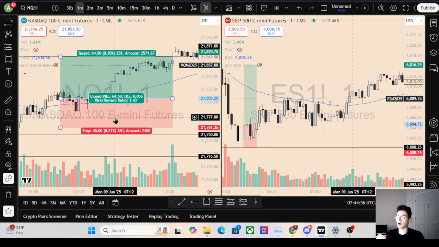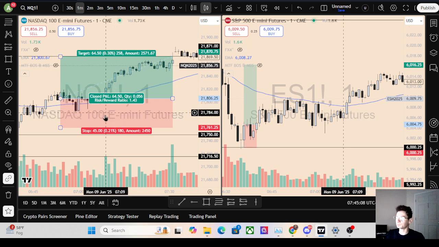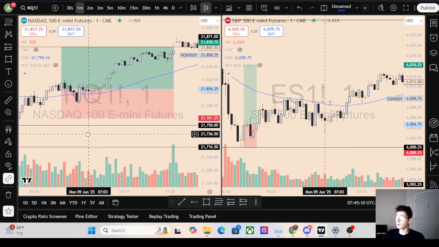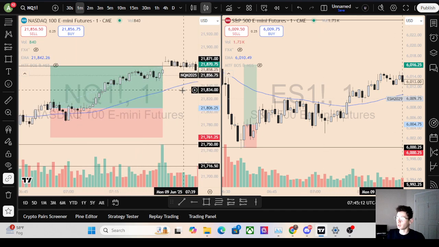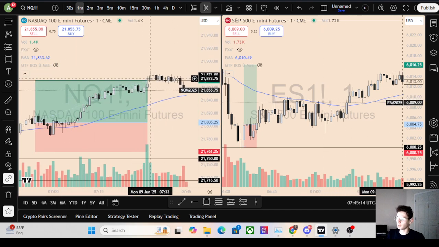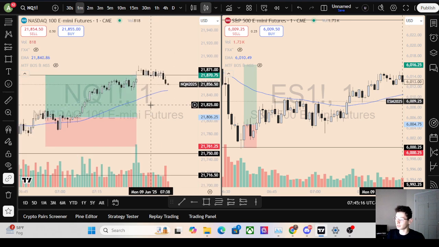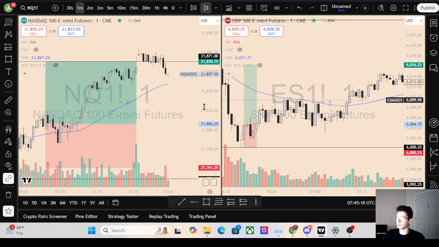I can't control how the market moves. The market moves however it's going to move. All I can do is focus on my model, and if my model plays out, it plays out. If it doesn't, it doesn't. That's just how it is. So, with that being said, we see price move up. Upon price moving up, we end up hitting take profit, but I did not exit at take profit.